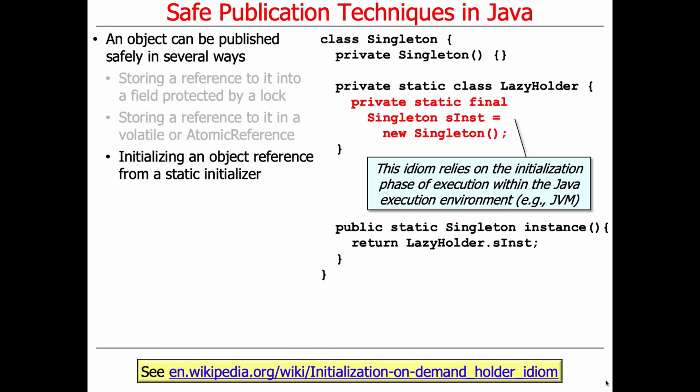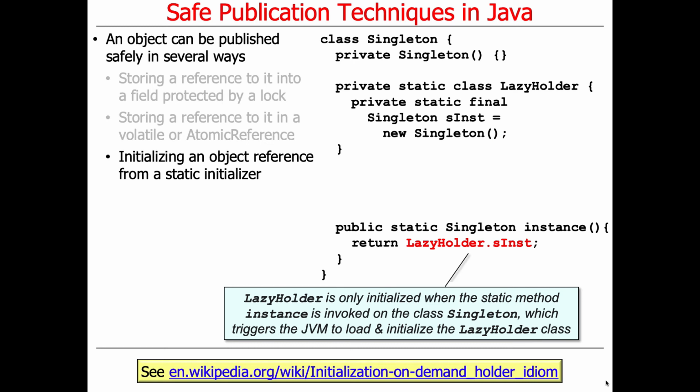Yet another thing you can do is use something that's called the on-demand holder idiom, which you can read about here. And this is a clever approach for singletons, at least, that relies on the fact that the lazy holder class has to be initialized atomically by the Java execution environment, for example, the virtual machine. So this thing will get called once and only one time, and it'll be done atomically. And then this simply returns that inst.